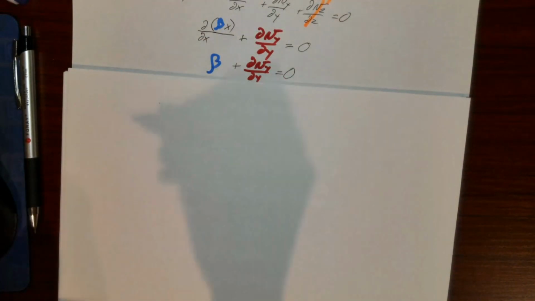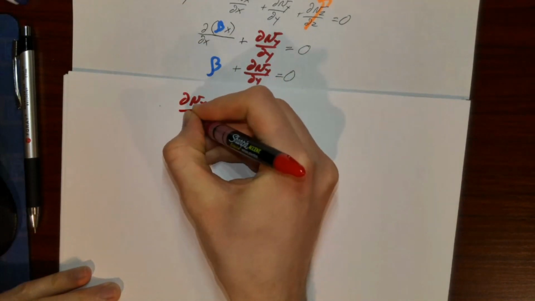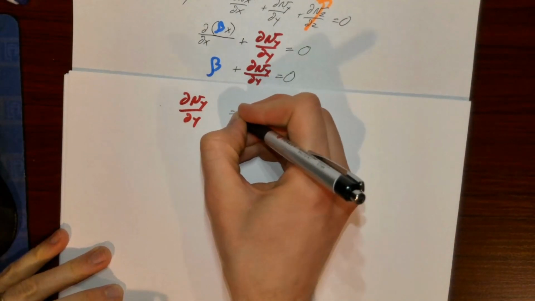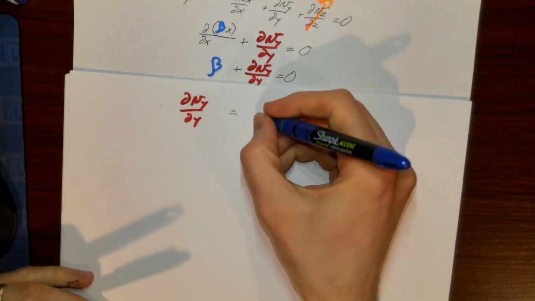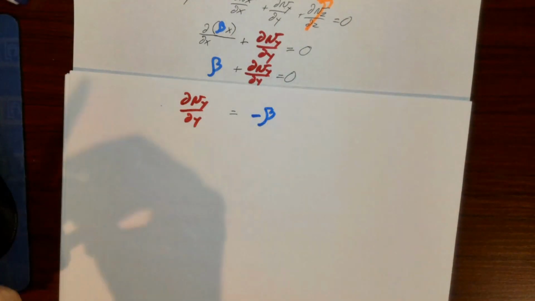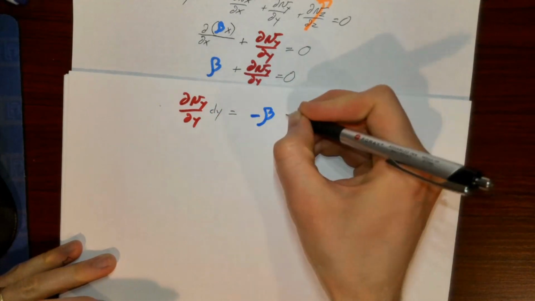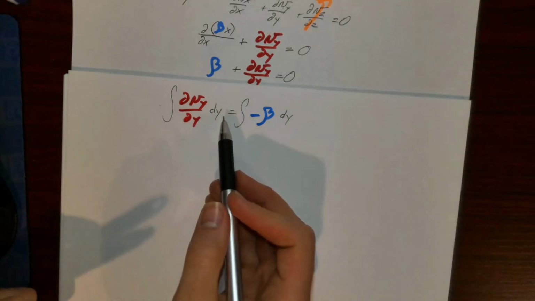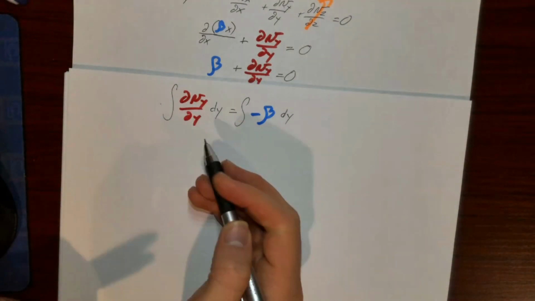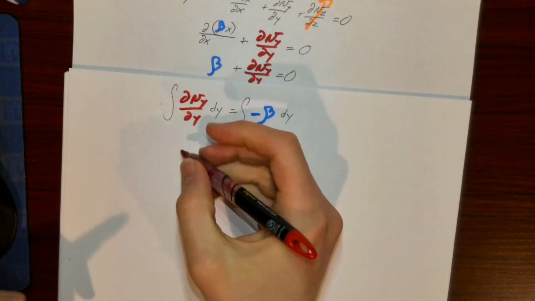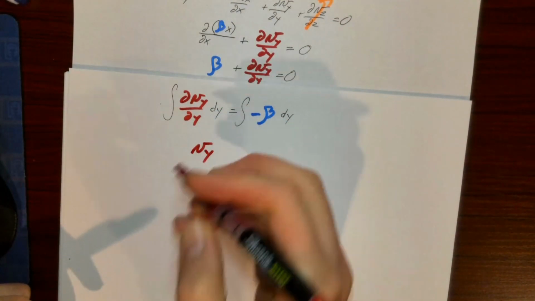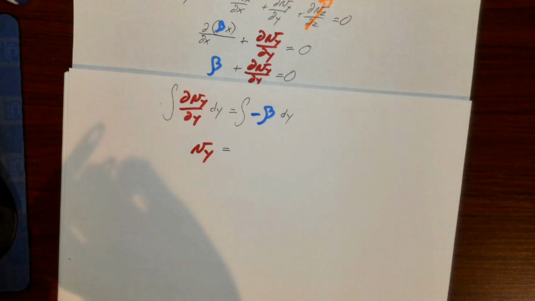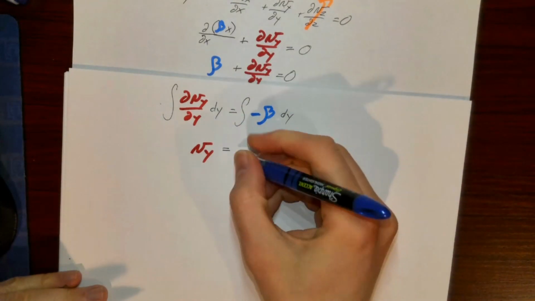what am I left with? Well, I have dVy/dy is equal to minus beta. I can multiply each side by dy and integrate. And if I integrate the left-hand side, remember if I integrate partial Vy dy, then I get Vy on the left-hand side. And then if I integrate the right-hand side dy, I basically get minus beta times y.